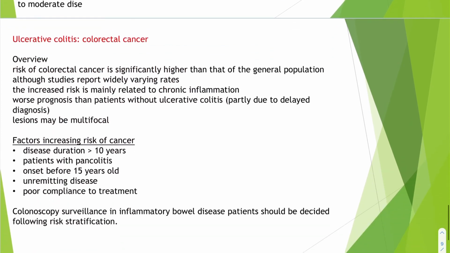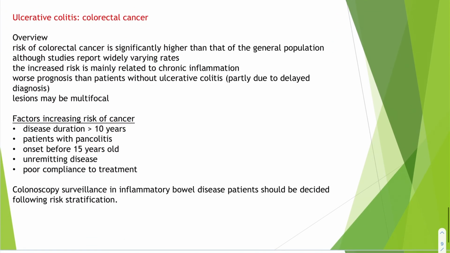Okay, so let's talk a bit about colorectal cancer. There are many questions because ulcerative colitis is actually related to colorectal cancer. So the risk of colorectal cancer is significantly higher than that of the general population, but different studies show varying rates. The increased risk is mainly related to chronic inflammation. Prognosis is worse than in patients without ulcerative colitis, partly due to delayed diagnosis. Lesions may be multifocal.